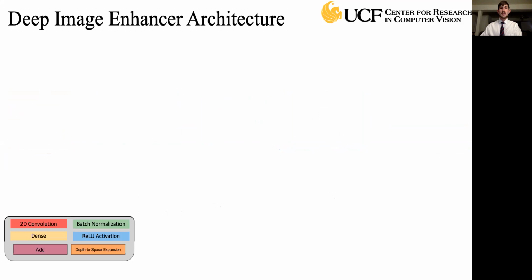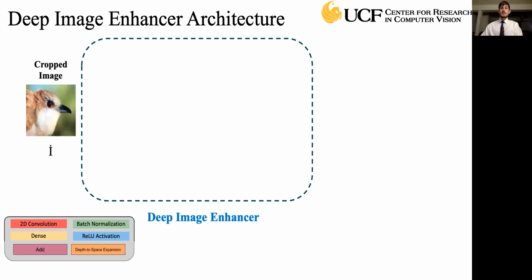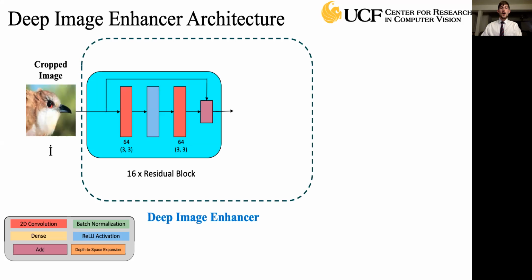For describing the enhancer network architecture, we use the same symbols as before, along with purple to represent the addition of values and orange to represent depth to space expansions. Depth to space expansions upscale the image to increase the size of each dimension. For our deep image enhancer network, we used a pre-trained enhanced deep super resolution network, or EDSR. The network is a modified form of ResNet, which skips batch normalization and ReLU activation.